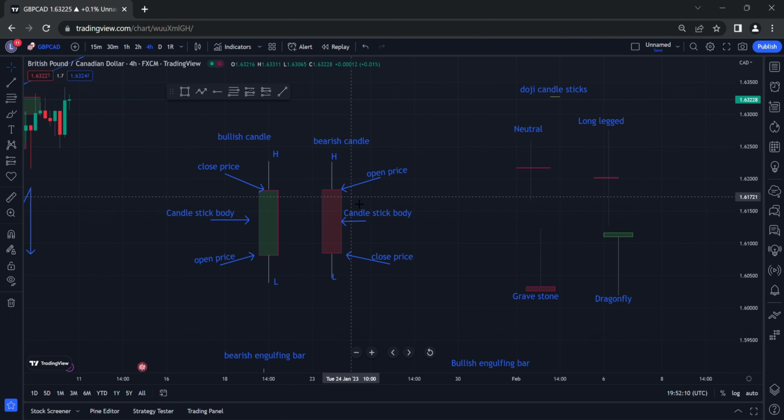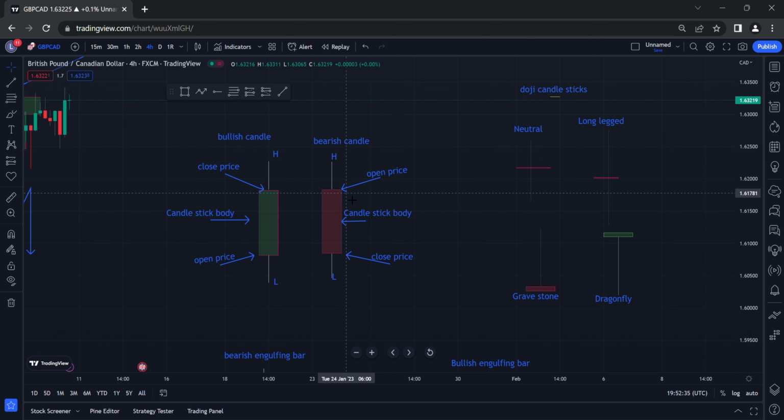Okay, so let's start with this one. As you see, the open price is here, this side down. The market moved this side up, then it closed here. As you see, this is the candlestick body. This is the bullish candle, and then this is a bearish candle.